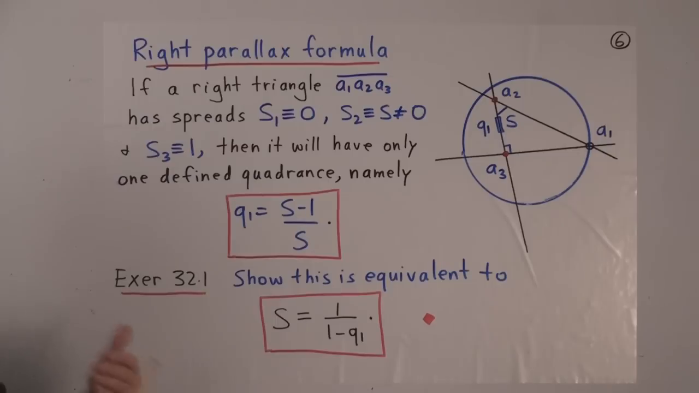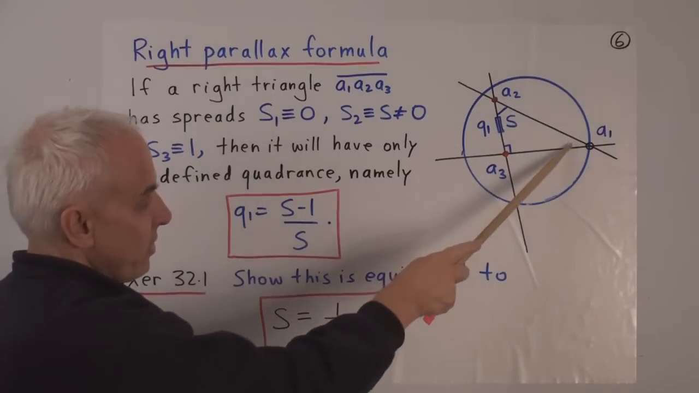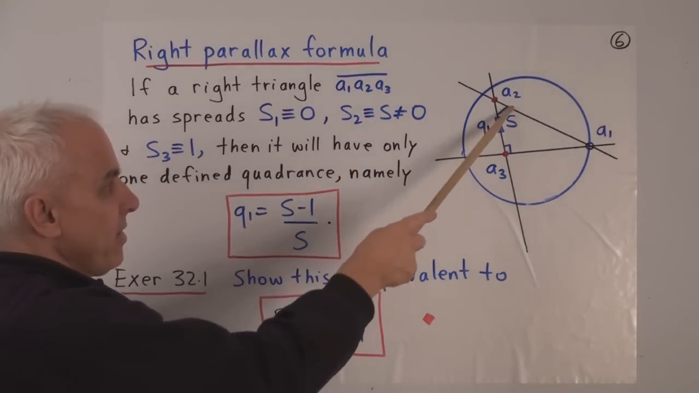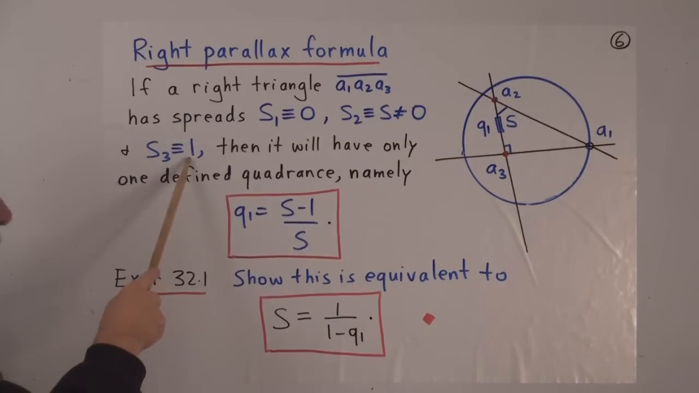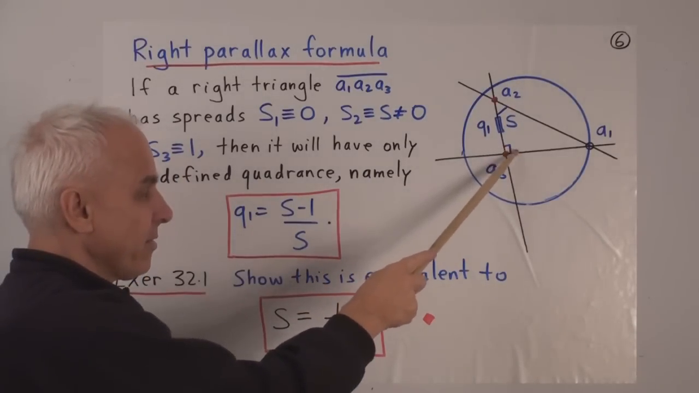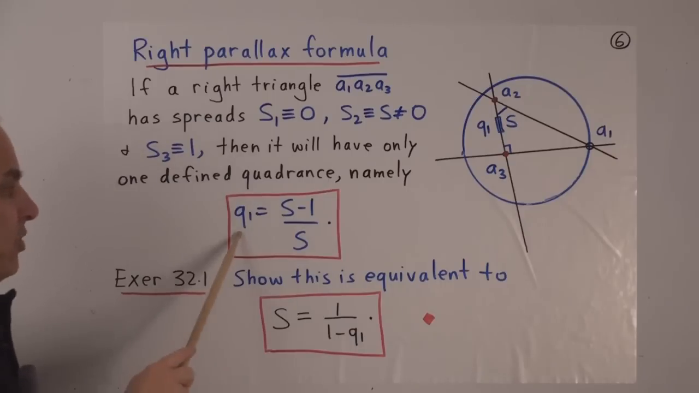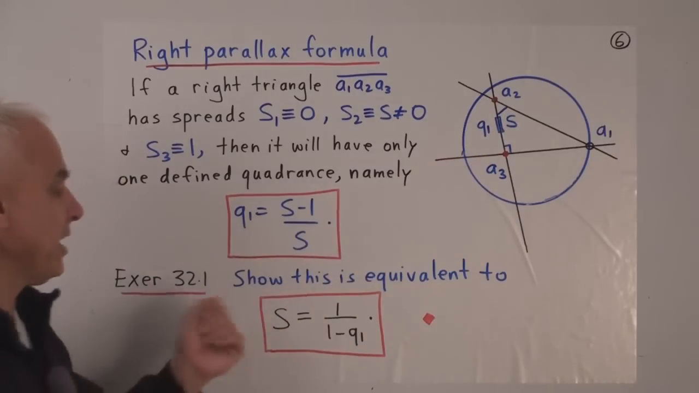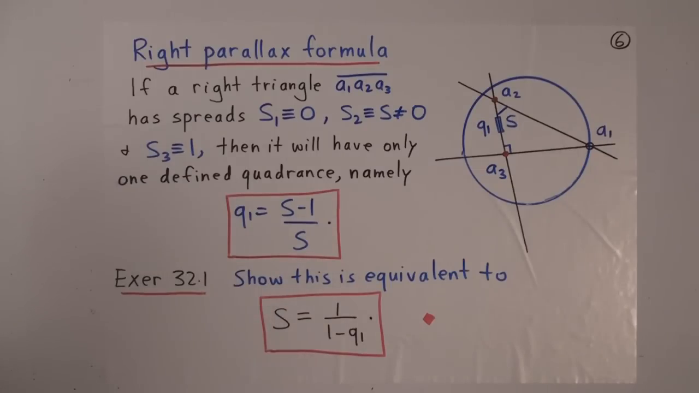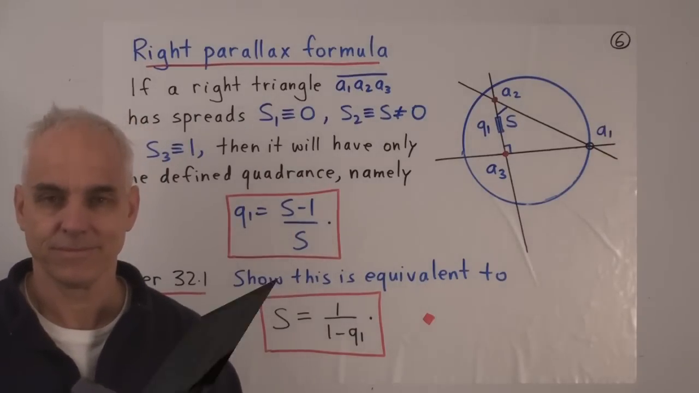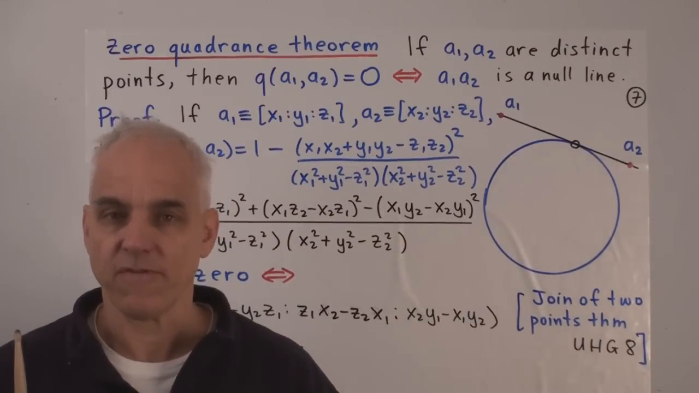So the official statement is that if we have a right triangle A1, A2, A3, and it has spreads S1 equals 0, that'll turn out to be the spread right there, S2, which is, we'll say S right there, that's non-zero, and S3 equals 1. In other words, we have perpendicularity here between this line and this line. Then this triangle will have only one defined quadrance, namely Q1, this quadrance here, and it will be equal to (S minus 1) over S. And an easy first exercise is to show that this is really equivalent to S equals 1 over (1 minus Q1).